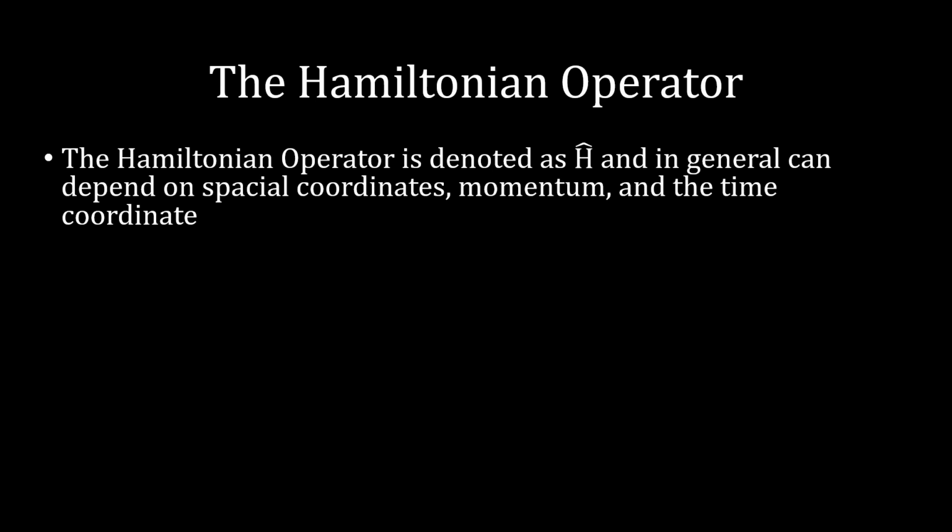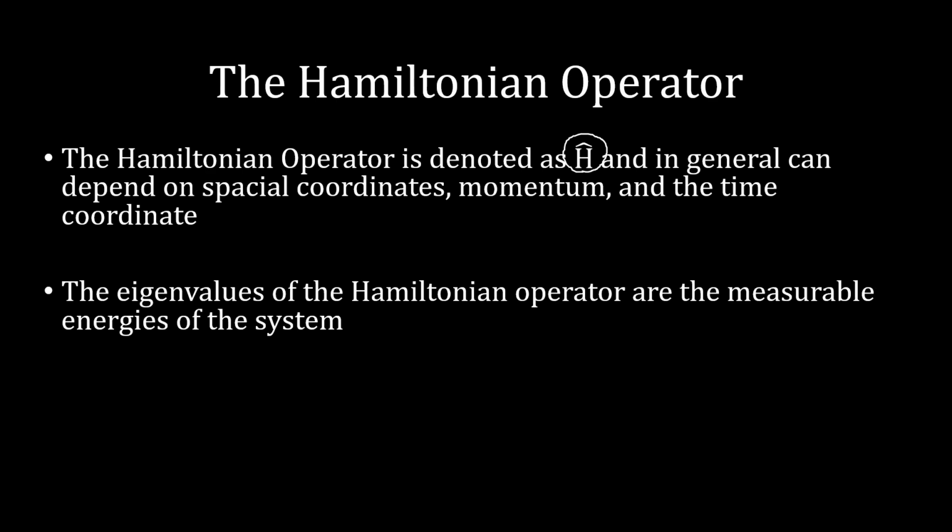So, the Hamiltonian operator we denote as H, a capital H with the operator symbol over it, and in general it can depend on spatial coordinates, momentum, and the time coordinate. So, let's talk a little bit more about it. The eigenvalues of the Hamiltonian operator are the measurable energies of the system, and its functional form is that the Hamiltonian, which I'm showing can depend on time, is going to be equal to T hat plus V hat, which is only a function of q and t.